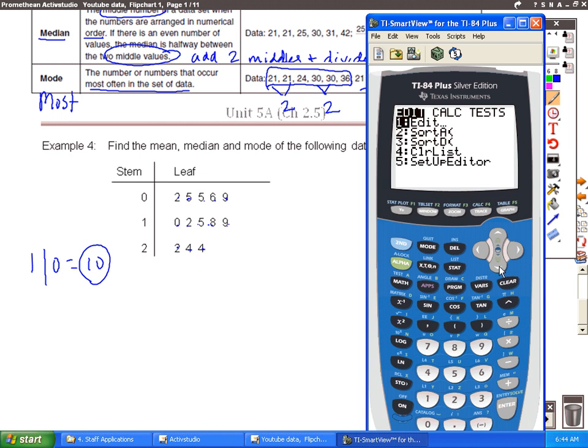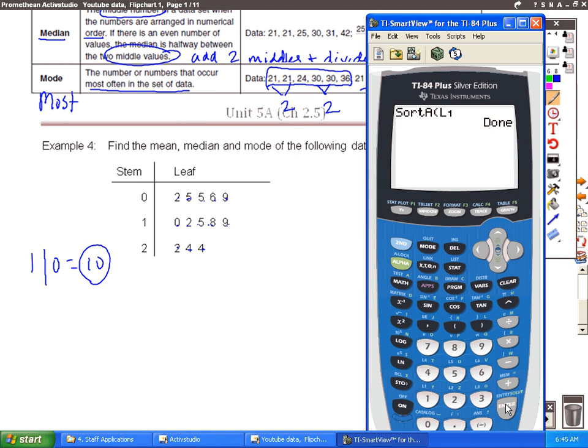So I'm going to arrow down to number 2, and then I'm going to press enter, and then it's asking me what is it that you want to sort, and we want to sort the data that's in list number 1. So I'm going to type second 1, and you can see that the L1 is in there, and I'm going to press enter, and it's telling me the data is sorted. Now I don't see it yet until I go back and actually look at the data.